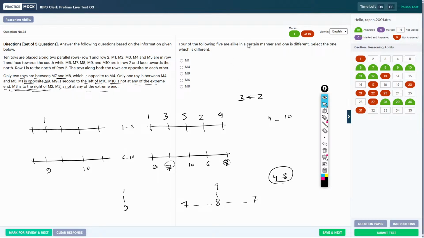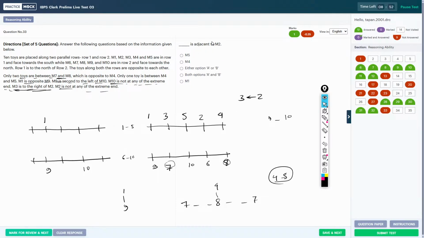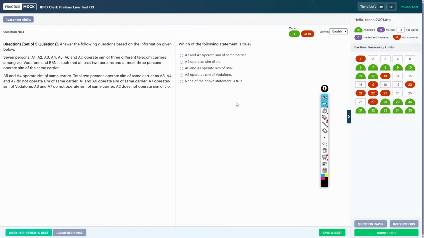Okay. So which are the following? So 1, 4, 8, 9, 6 is not at the corner. 2 opposite to 3, so 7. Adjacent to M2, 4 or 5, so either A or B. Both A or B. How many toys are between 9 and 8? 3. How many toys between 3 and 4? 2.